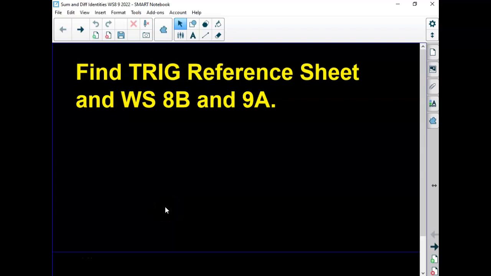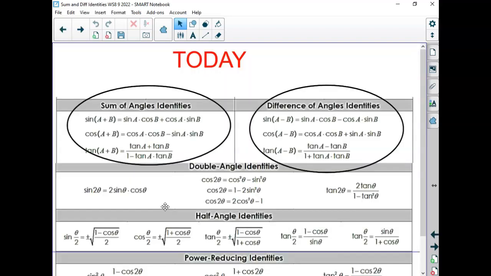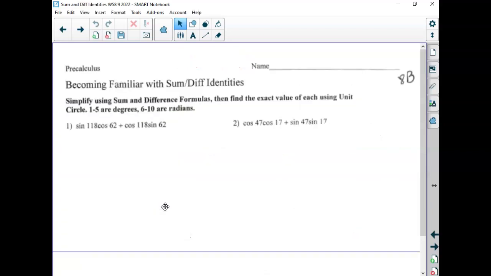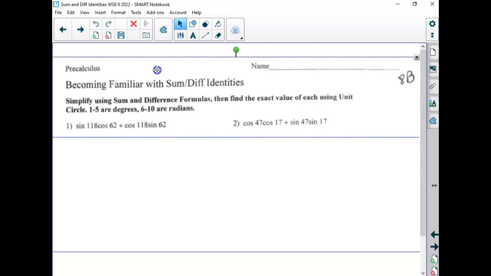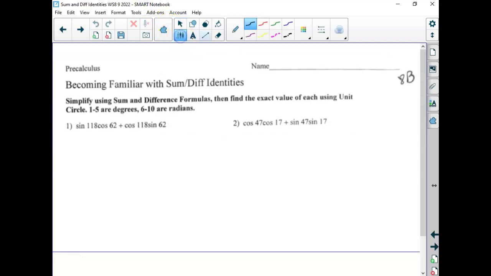All right, guys. So today we're going to talk about sum and difference identities. That's where they are on the sheet. Everybody good? And this is the worksheet we're on. I just created this worksheet as an easy way to find them, look for them, and make sure we understand what they're saying. Okay, so there we go.